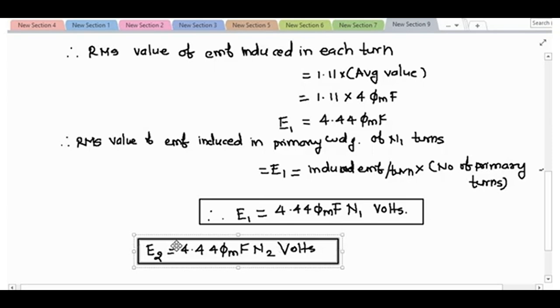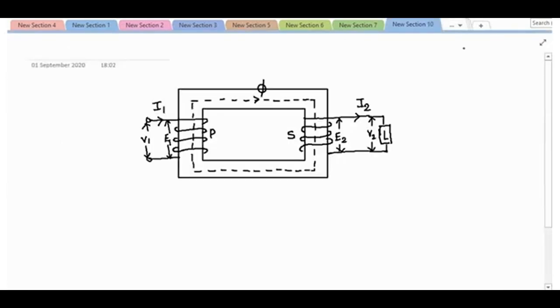This is all about the EMF equation of the transformer. Now let us study about the voltage and current ratios of the transformer. So I have drawn the elementary transformer. This figure shows the transformer with the secondary winding connected to the load. So first of all, we'll start with the voltage ratio.